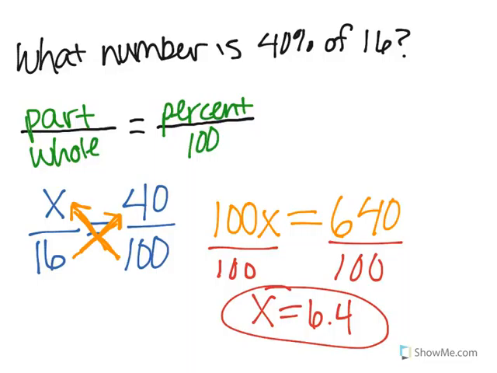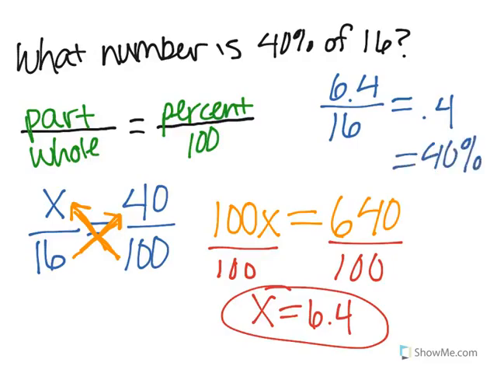But the best way in this case to check this is to take your part and divide it by your whole. When you divide those, you get 0.4. And like we talked about in the last video, 0.4 is 40%. So there we go. We know that 6.4 is 40% of 16.